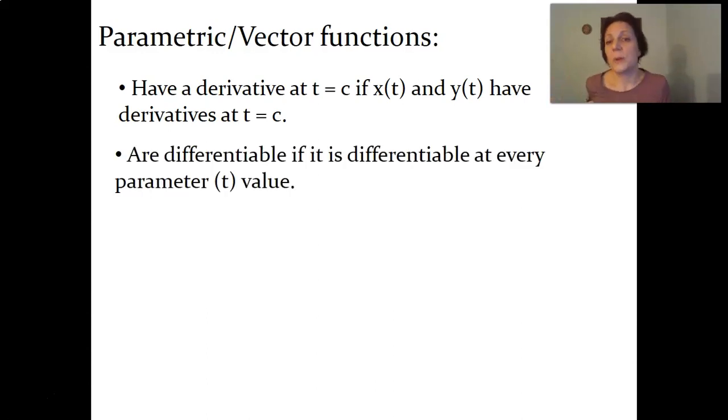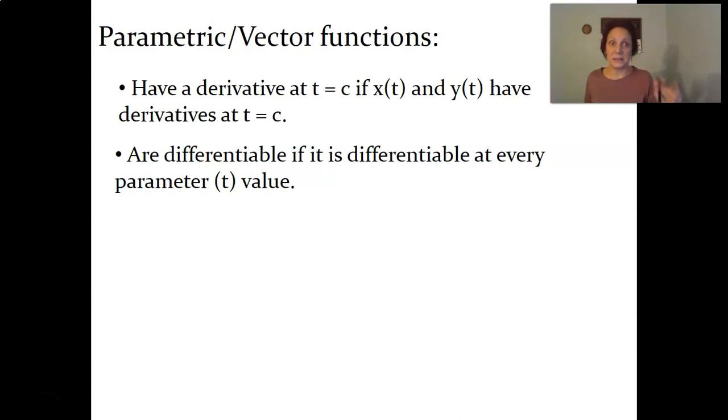Okay, so we say it's differentiable if it's differentiable at every t value. In other words, there can't be any times at which the derivative fails to exist. It's the same as rectangular coordinates, x and y. It's just that instead of it needing to have a y value for every x value or a derivative at every x value, now our variable is t.